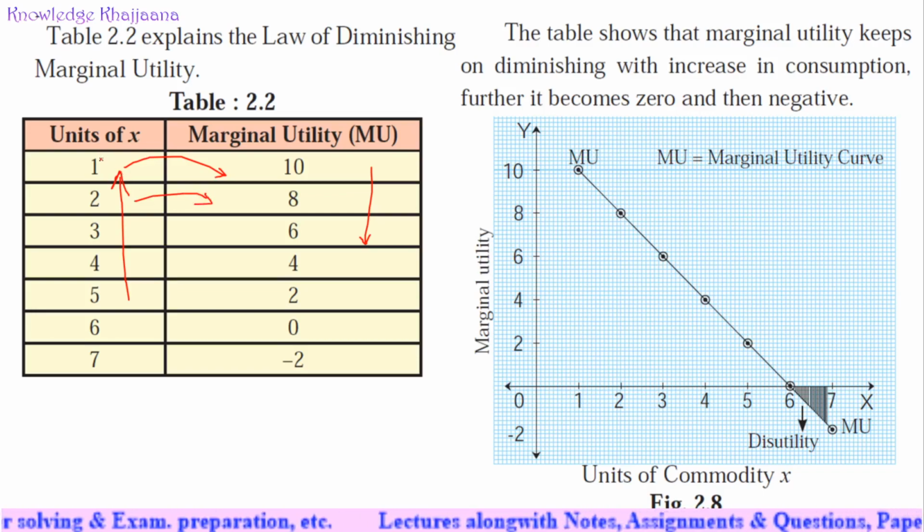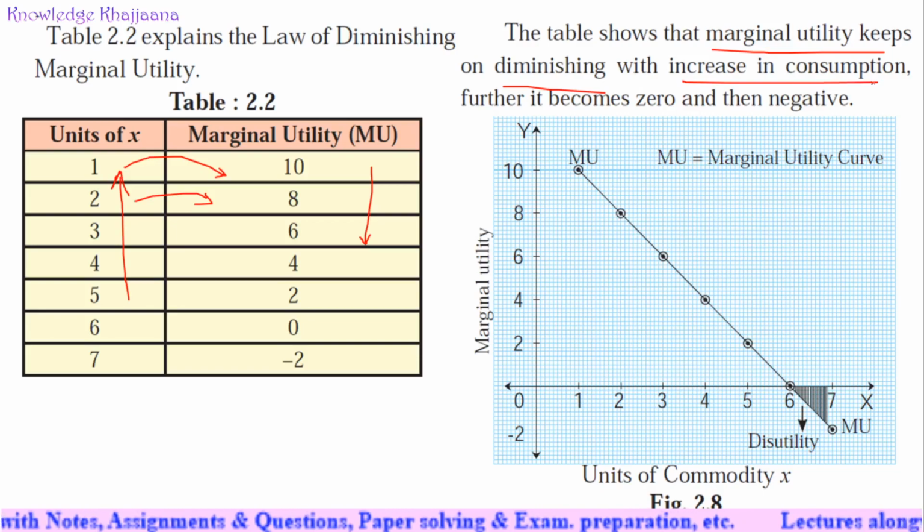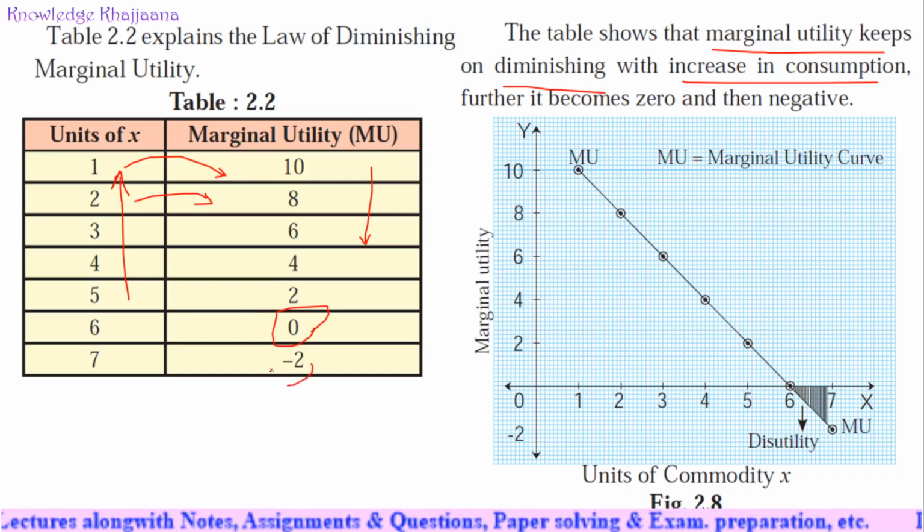For example, after consuming commodity 1 for the first time, you will get the utility as 10, okay, and it will keep on decreasing with the increase in the number of consumption of the commodity. See, the table shows that marginal utility keeps on diminishing with increase in the consumption, and further it becomes 0, okay, and then it becomes negative.